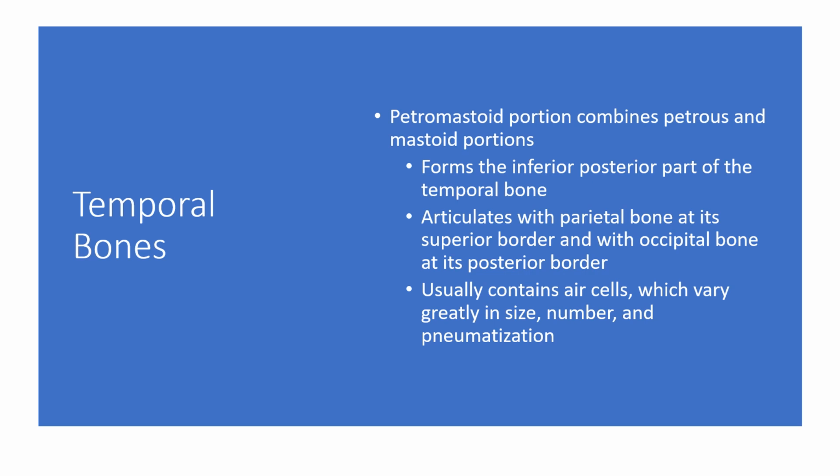All right, so the petromastoid portion combines the petrous and the mastoid portions, forms the inferior posterior part of the temporal bone, and articulates with the parietal bone at the superior border and the occipital bone at the posterior border. Usually the mastoid portion contains air cells, which vary greatly in size, number, and pneumatization. And the function of the mastoid air cells is a ballast tank for the middle ear.